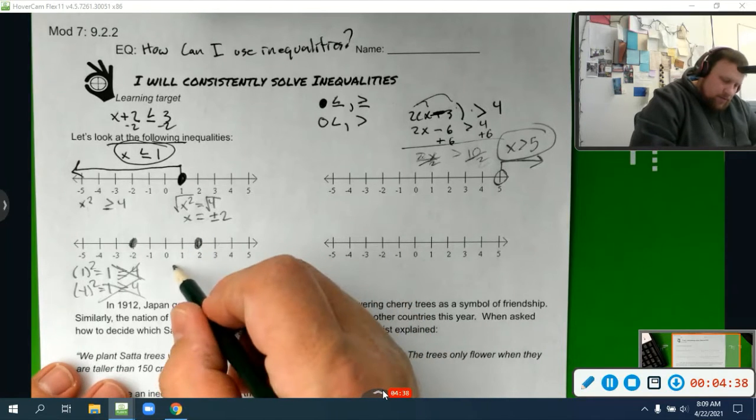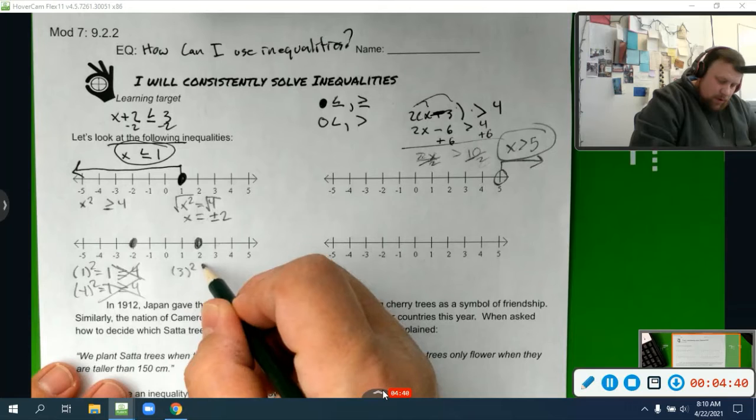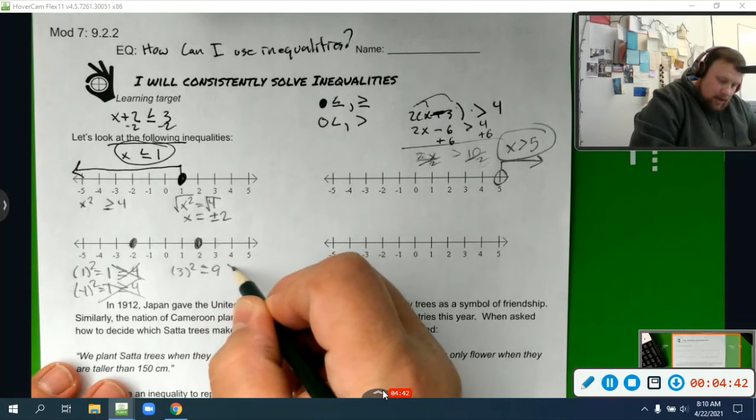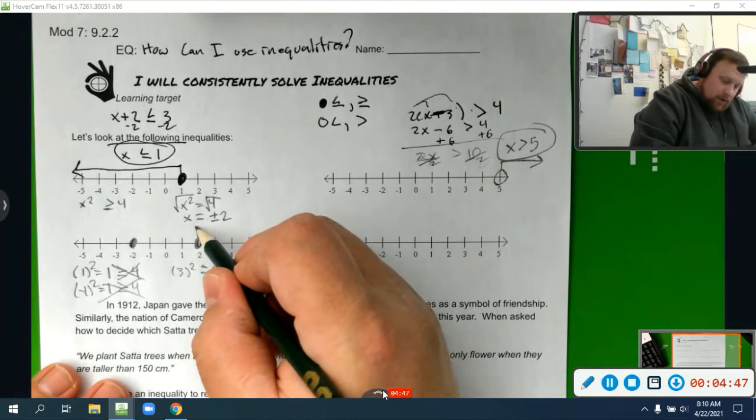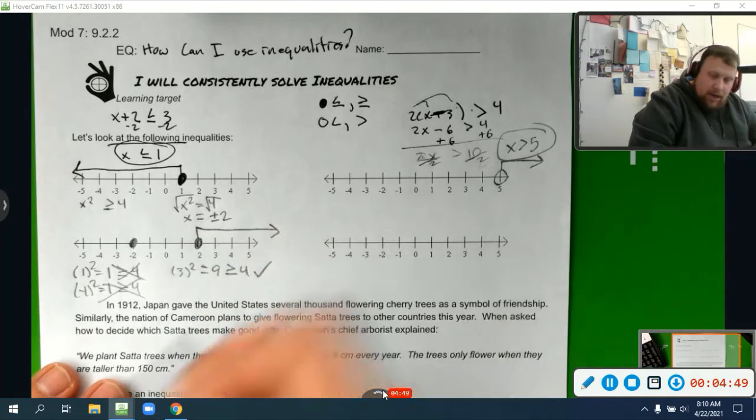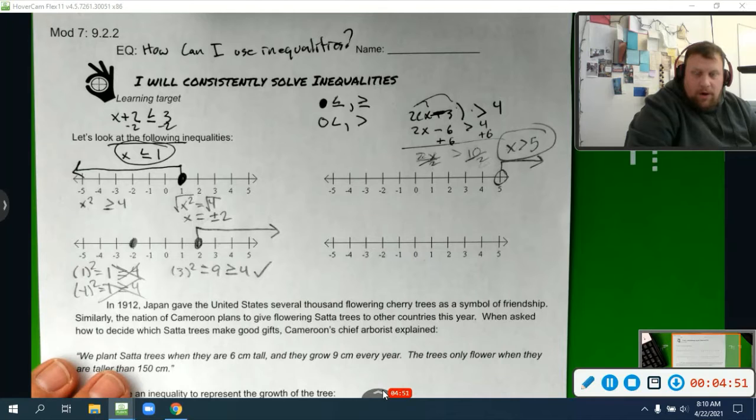But let's try something else. What's 3 squared? 3 squared is equal to 9. Is that greater than or equal to 4? Check. So we know that if I go this direction, I'm going to start getting numbers that are greater than or equal to 4. So that's positive. But think about it this way.